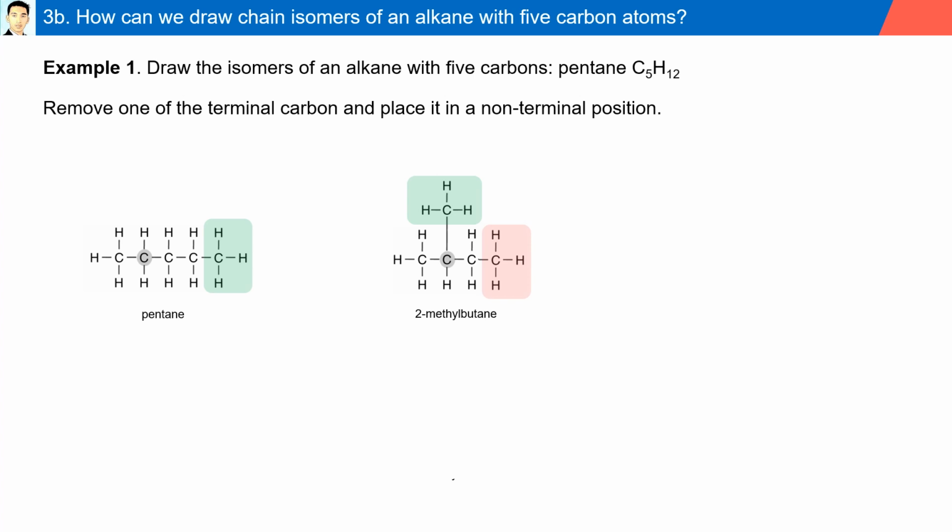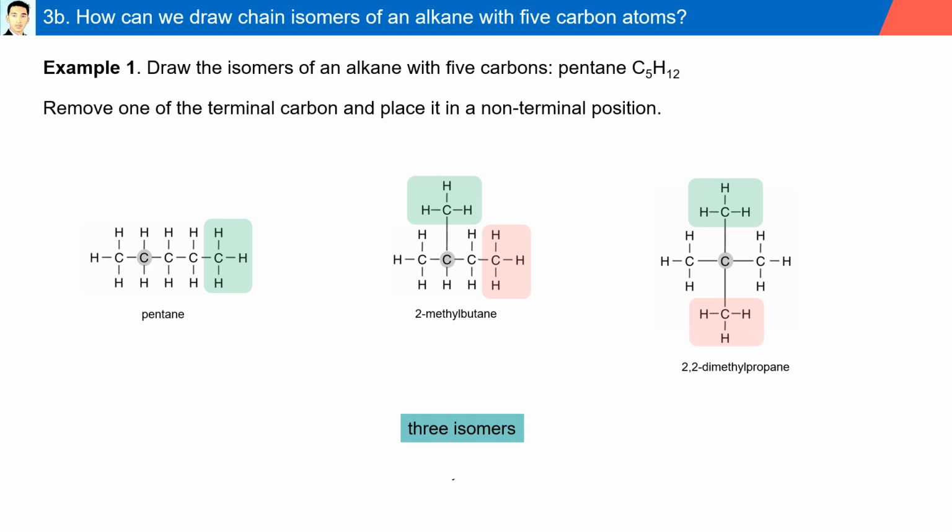Now we take another terminal carbon that's at the end of the long chain and we move it to the second carbon. Here it forms 2,2-dimethylpropane, another isomer. In total, when we have 5 carbons, there are 3 isomers. The more carbon atoms present, the greater the number of isomers.